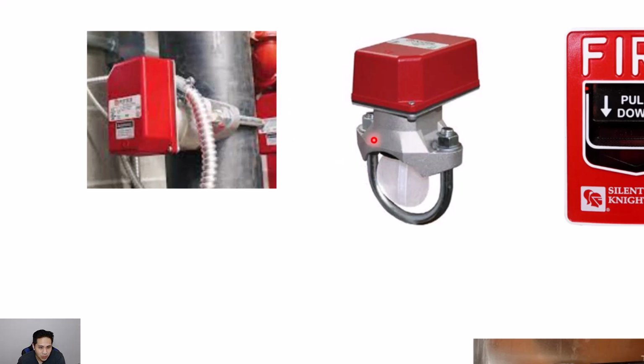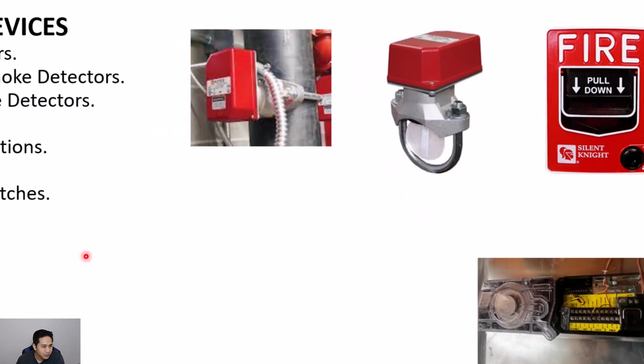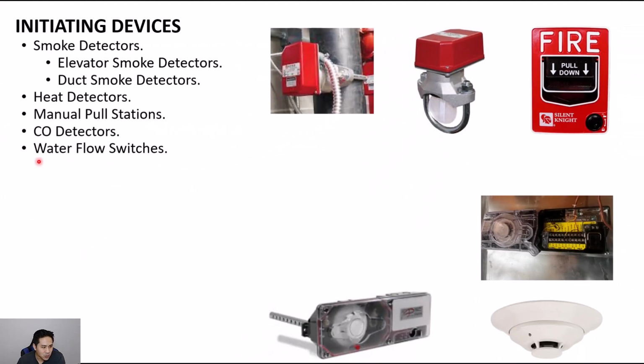The portion here is inside the pipe, and whenever water flows through, it'll activate the switch, and then that will activate the fire alarm system. And these are on sprinkler systems, just to notify people that the sprinkler system was activated.